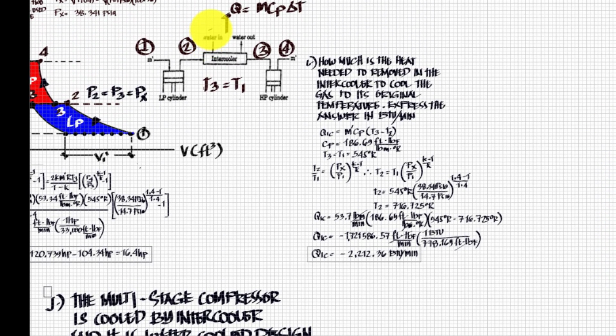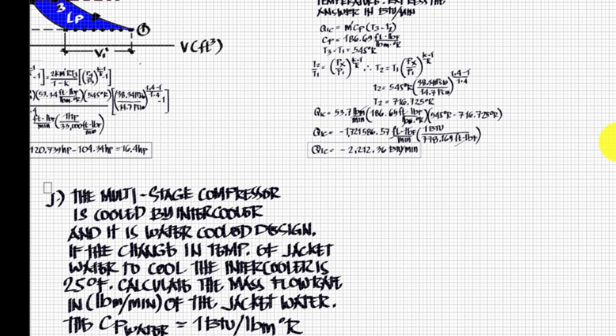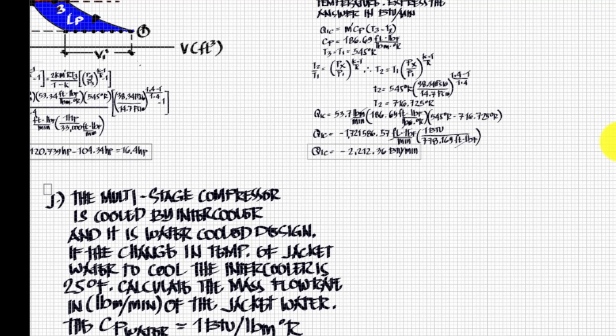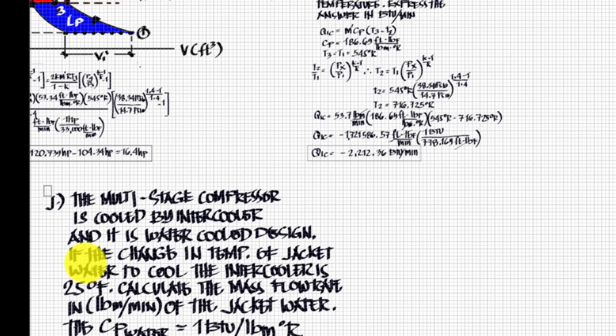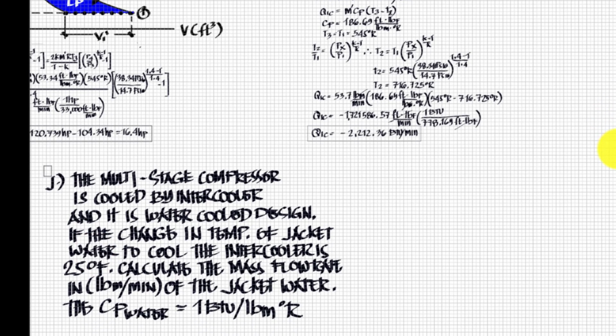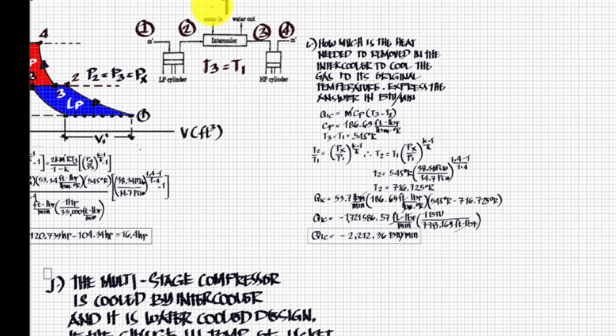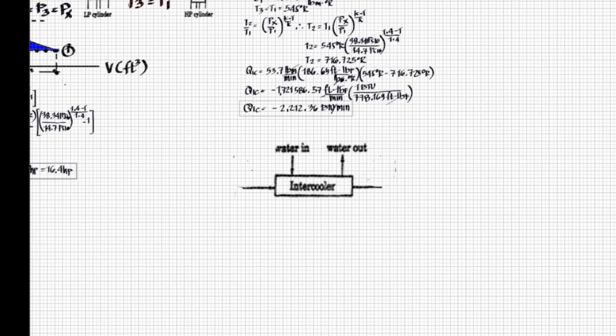So again, we have here water entering and water leaving. Now, the change in temperature or the rise in temperature of the jacket water is 25 degrees Fahrenheit. Now, we need to compute how much water is provided to circulate in the intercooler to cool it. Now, I have brought down here, I isolated the intercooler.